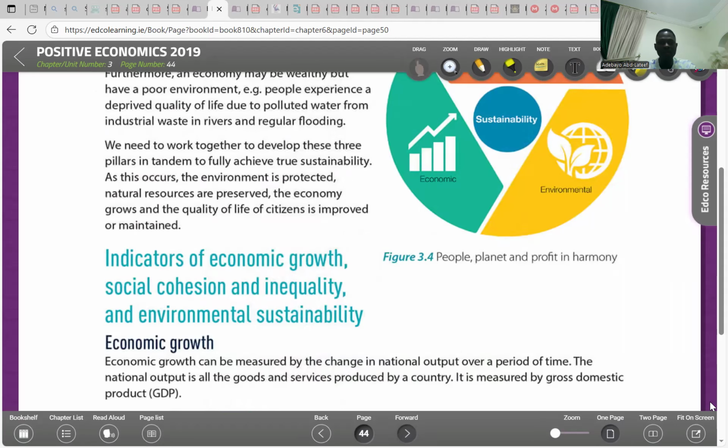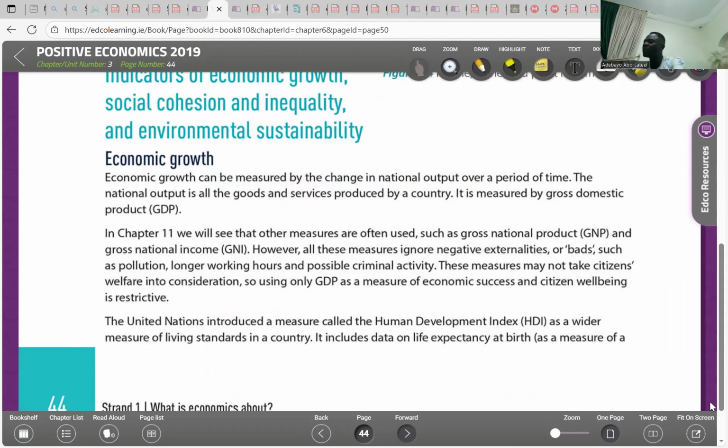Indicators of economic growth. Are you there? So when we talk about indicators of economic growth, we're talking about things that we see that make us understand that, oh, the economy is growing. So what are those factors? What are those features that make us understand that, oh, the Libyan economy is growing, oh, the Irish economy is growing? So what are those things?